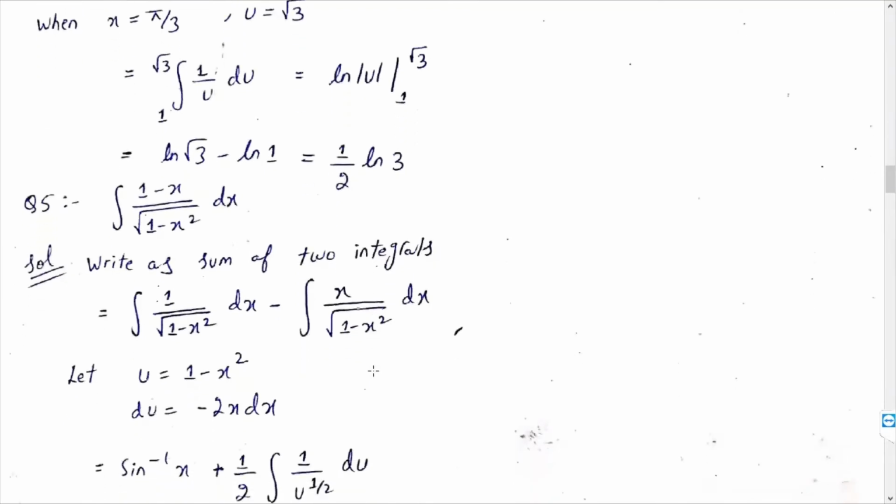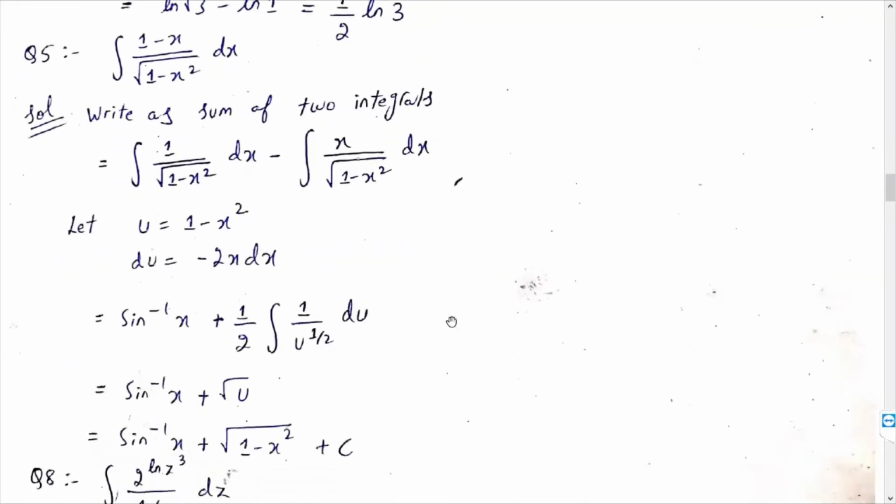Here, in question number 5, integral of 1 minus x by under the radical 1 minus x squared dx. We can write it as a sum of two integrals: 1 by under the radical 1 minus x squared dx, minus x by under the radical 1 minus x squared dx. We know that this is of the form a squared minus x squared dx. So the value of a is 1 here, and the integral is sine inverse x.